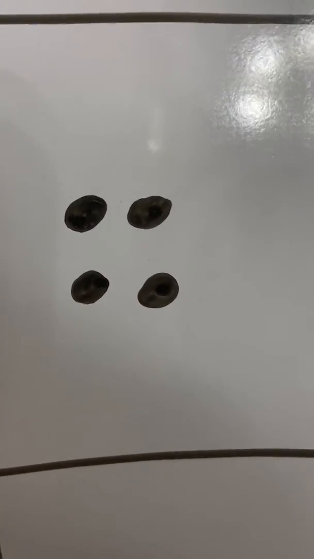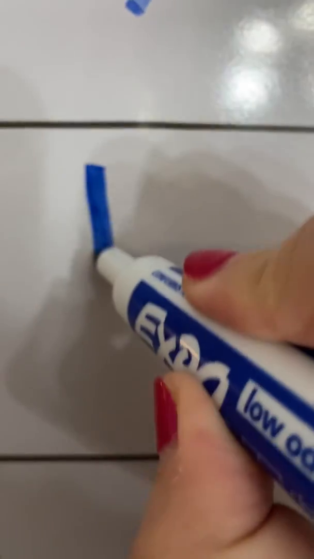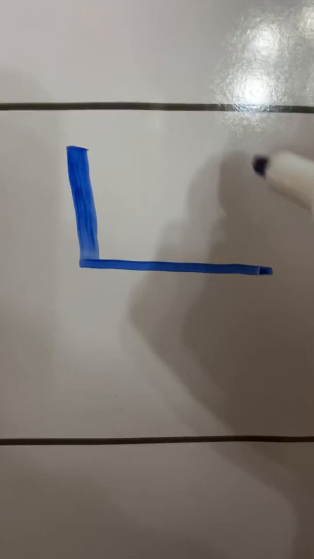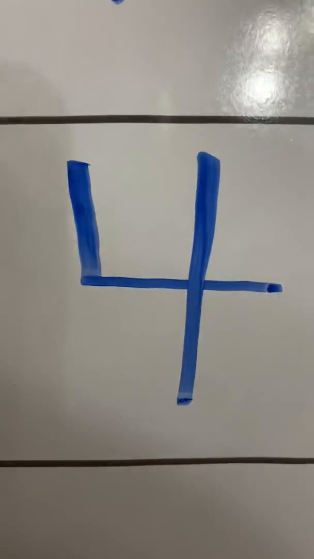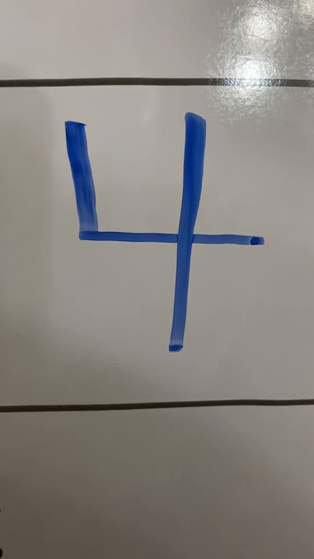You might recognize that from a dice as well. 2 and 2 make 4. 1, 2, 3, 4. You're right. Let's write 4. Halfway down, cross the middle for fun. Top to bottom, then you're done. That's the number 4. Write a whole row of 4.